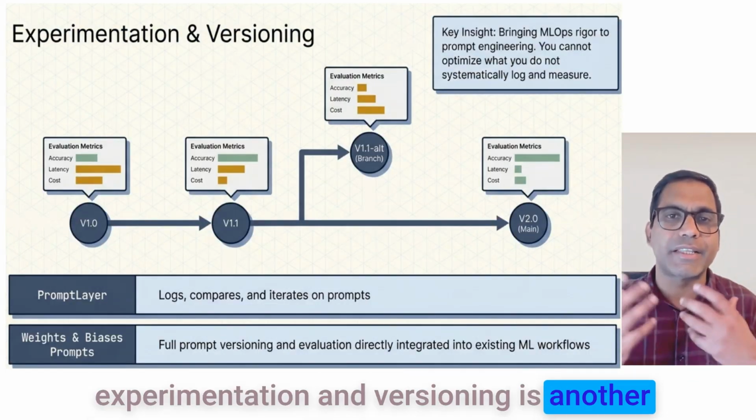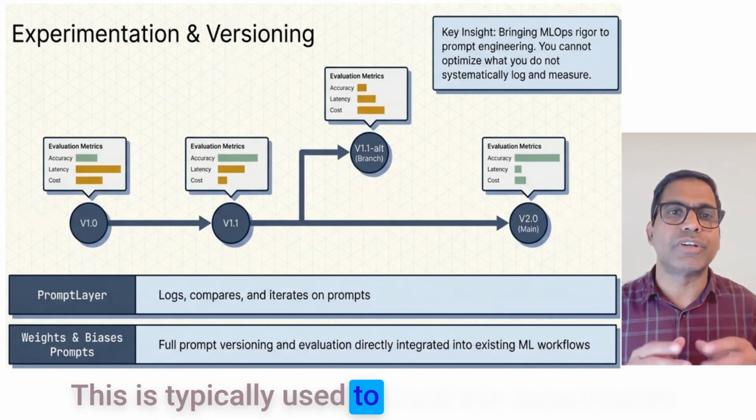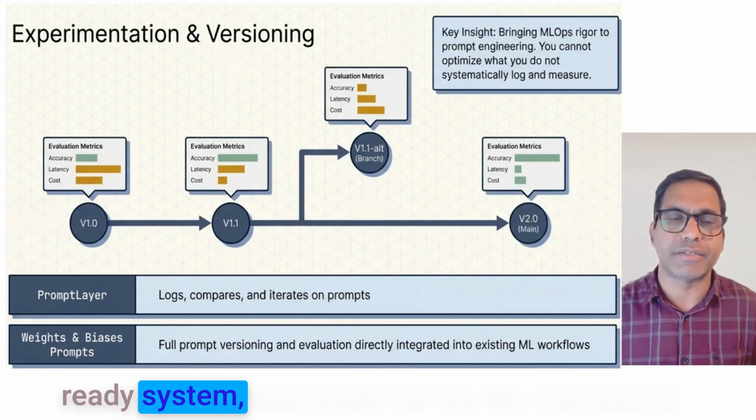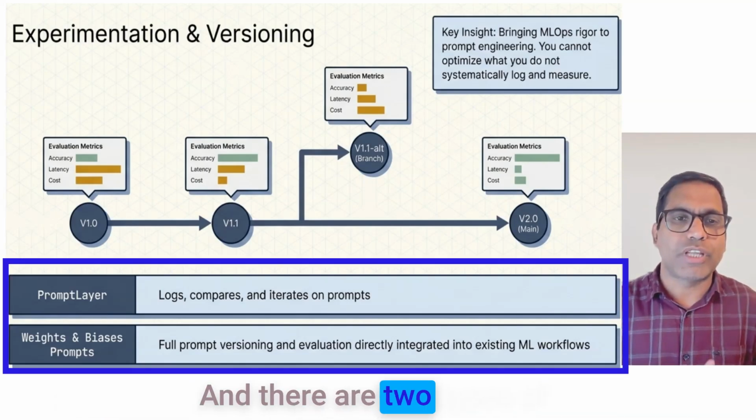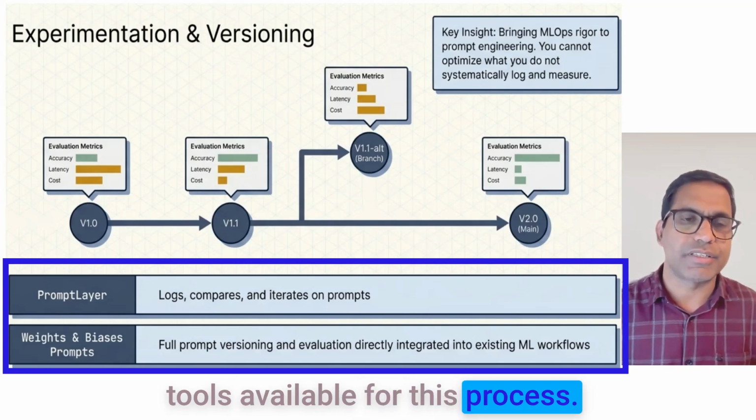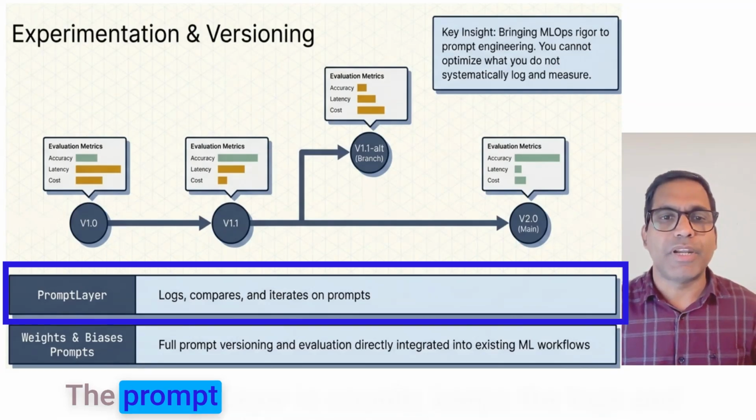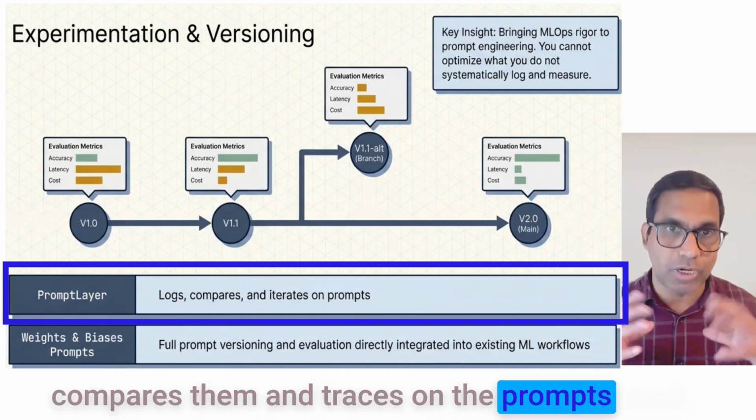Experimentation and versioning is another category of the prompt engineering process. This is typically used to track experiments in the development system or the production ready system, especially for ML operations. There are two types of tools available for this process. One is PromptLayer, another is Weights and Biases prompts. PromptLayer usually keeps the logs, compares them, and iterates on the prompts itself.